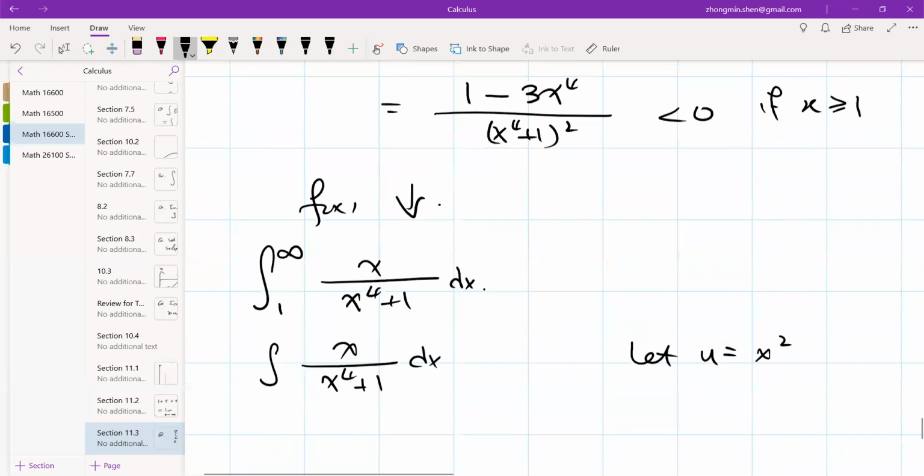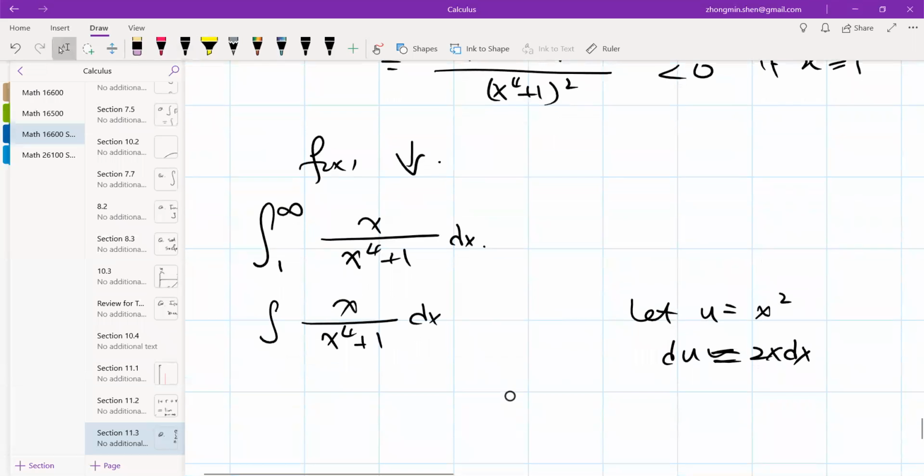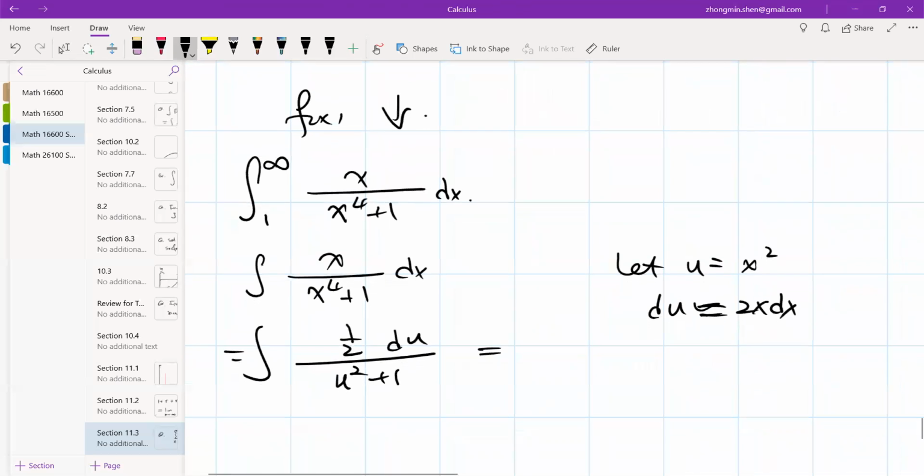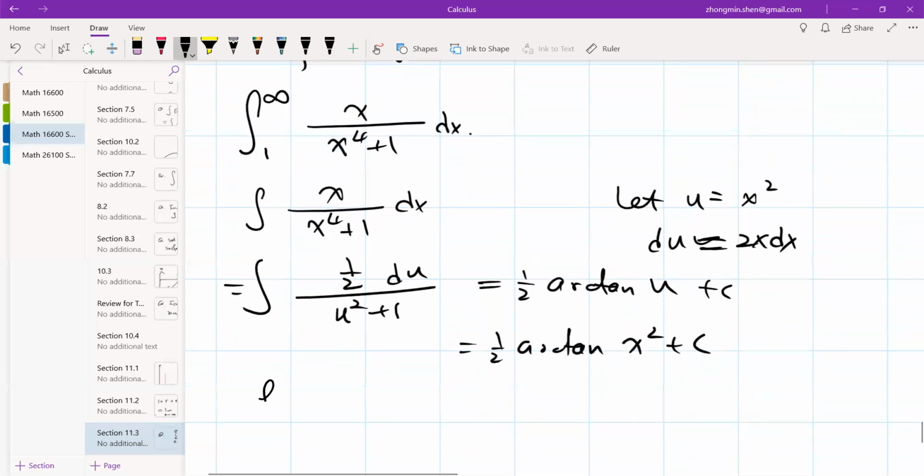Because I want to get x in the numerator, du equals 2x dx, right? This is great. So I get x to the fourth power is u squared plus 1, and here's 1/2 du. Then I got arctangent u plus constant. Then arctangent u becomes arctangent x squared plus constant. So the antiderivative is arctangent x squared.